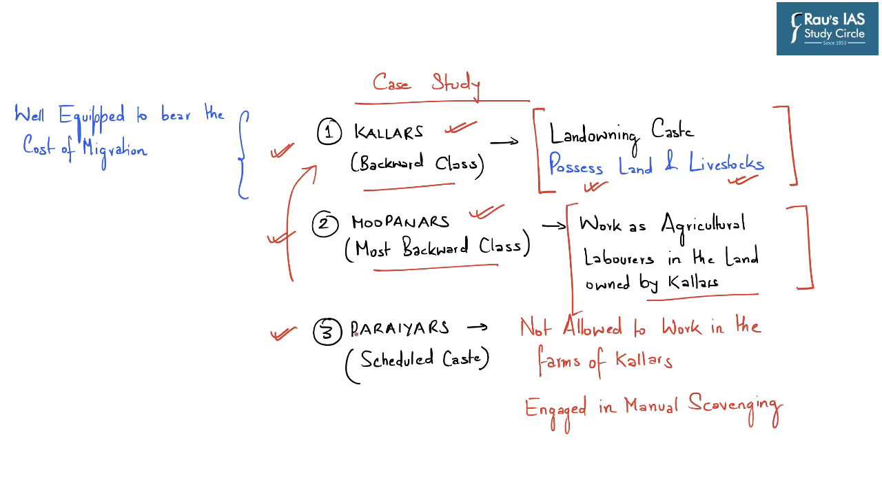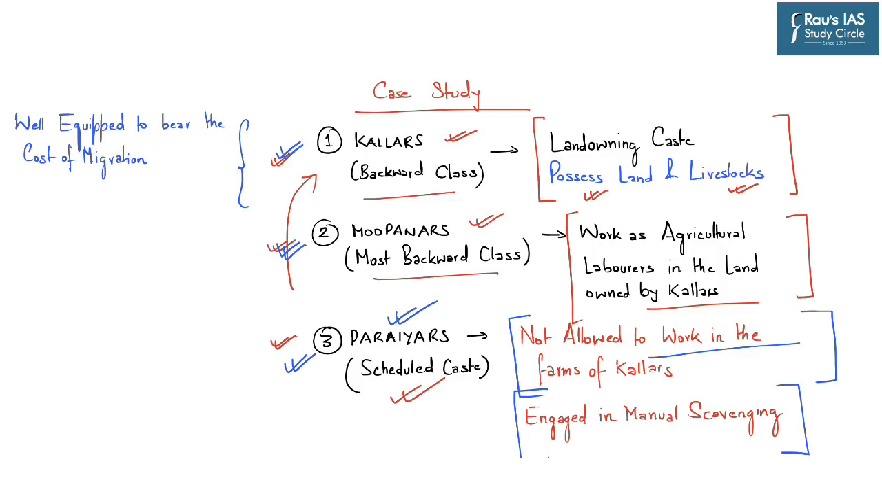And then there are the Parayars, who are the scheduled caste, and these people from the Parayars community are not allowed to work in the farms of Kallars, and they are also engaged in manual scavenging in the state of Tamil Nadu. So this article with respect to these 3 different communities highlights how international migration affects the 3 communities. So let us go through this particular case study which was published in the Economic and Political Weekly.